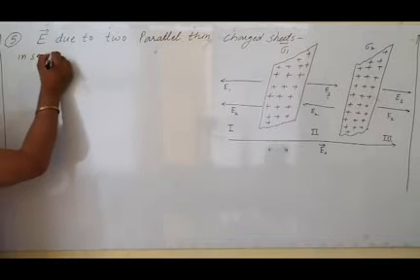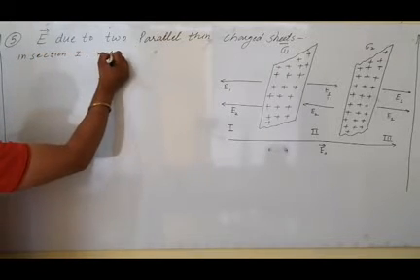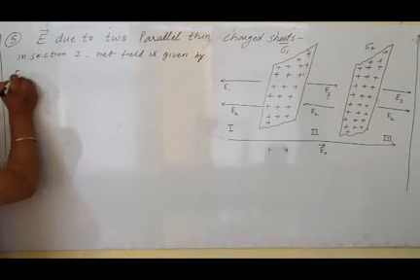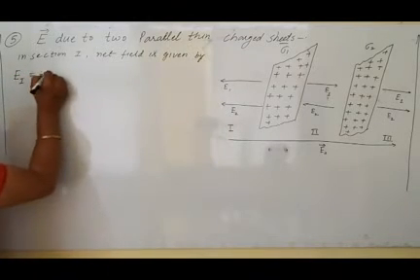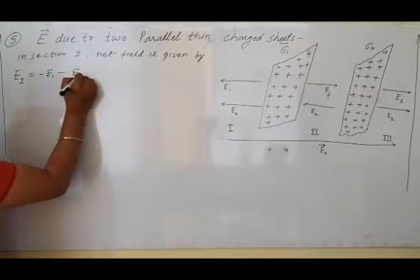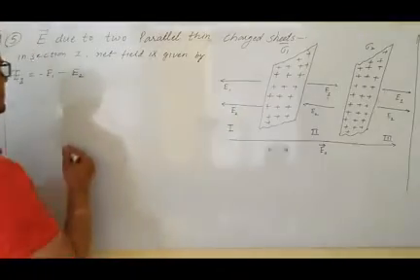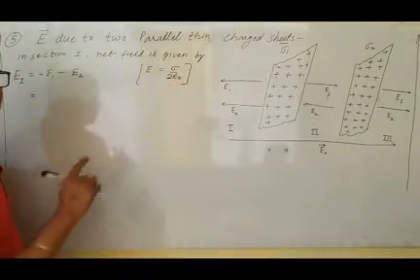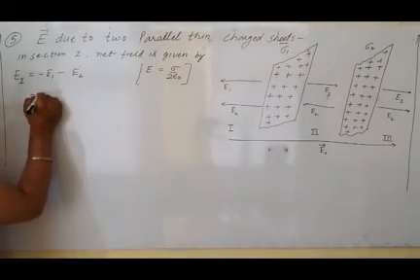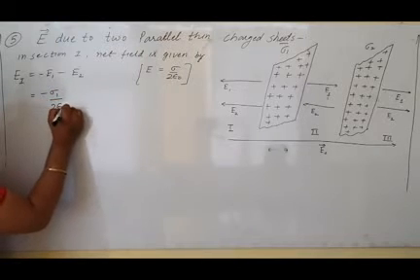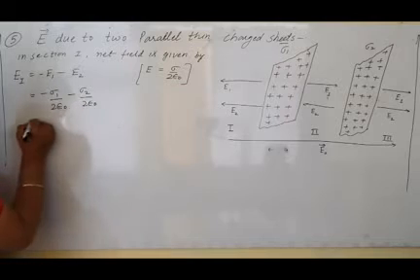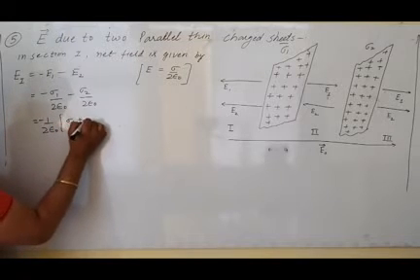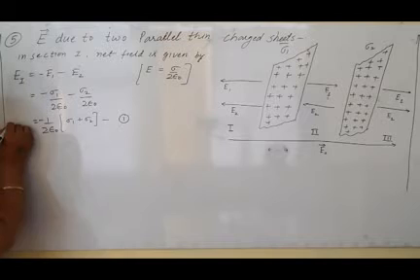In section 1, the net field is given by E in 1, that is minus E1 and minus E2, because both of them are moving from right to left. And what is the result for E? Sigma upon 2 epsilon naught, with the help of the previous article. So the value of E1 will be minus sigma 1 over 2 epsilon naught minus sigma 2 over 2 epsilon naught. We can take a common 1 by 2 epsilon naught with a negative sign, sigma 1 plus sigma 2. Equation number 1.